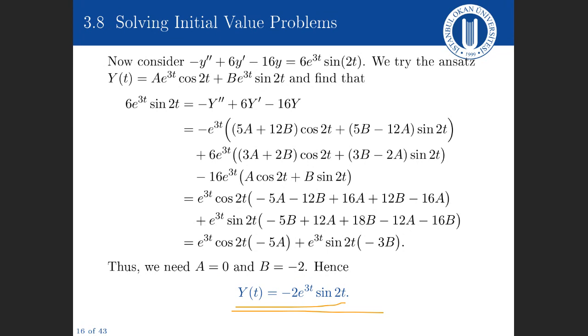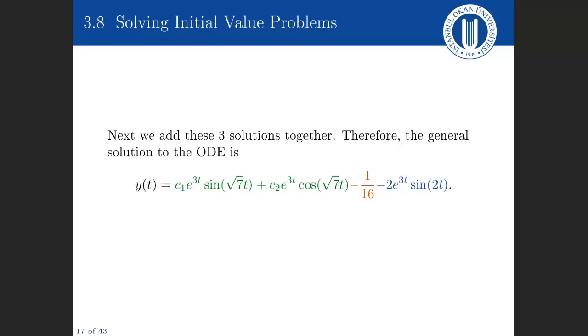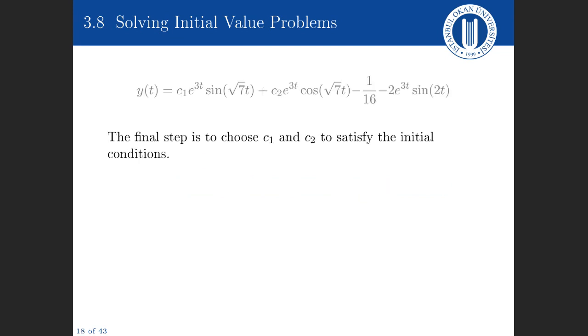So far we've got three functions. What we're going to do is add them together. This green function is the solution to the homogeneous equation. Then we had two particular solutions, our orange function and our blue function. Adding all of these together gives the general solution to the non-homogeneous differential equation. And then we're almost finished the problem. All that's left is to do the final step. We need to choose the constants C1 and C2 such that we satisfy the initial conditions.